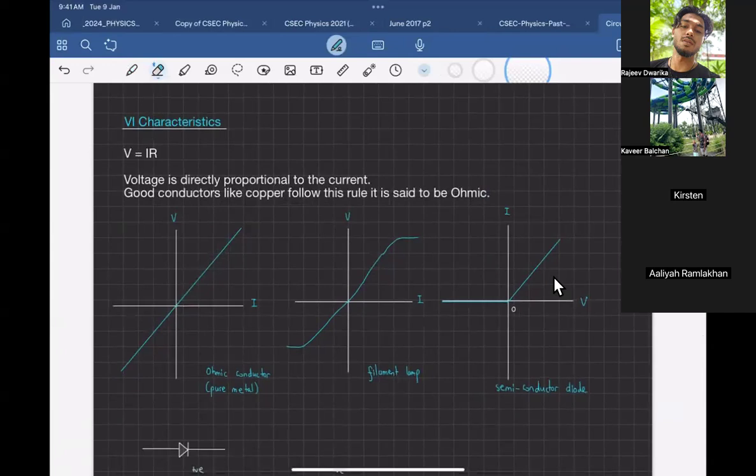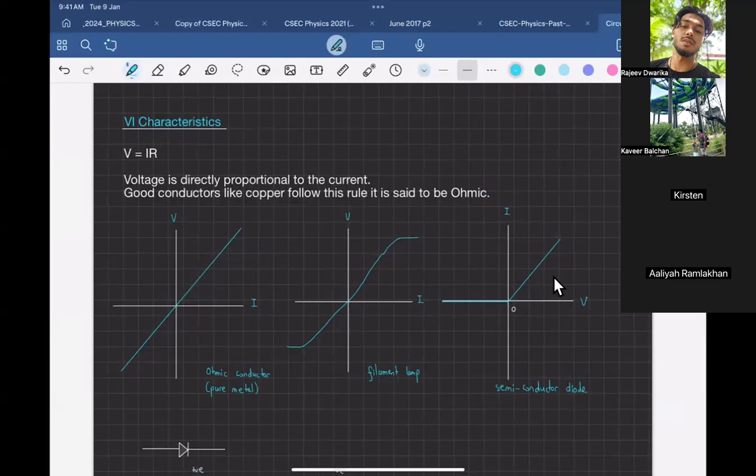So VI, as you all know, the relationship V is equal to IR says that voltage is directly proportional to the current. Good conductors like copper follow this rule and it's said to be ohmic. We literally call that Ohm's law. V is equal to IR is Ohm's law. That means they conduct electricity no matter what. You can flip the wire, turn the wire, twist the wire, it will conduct.